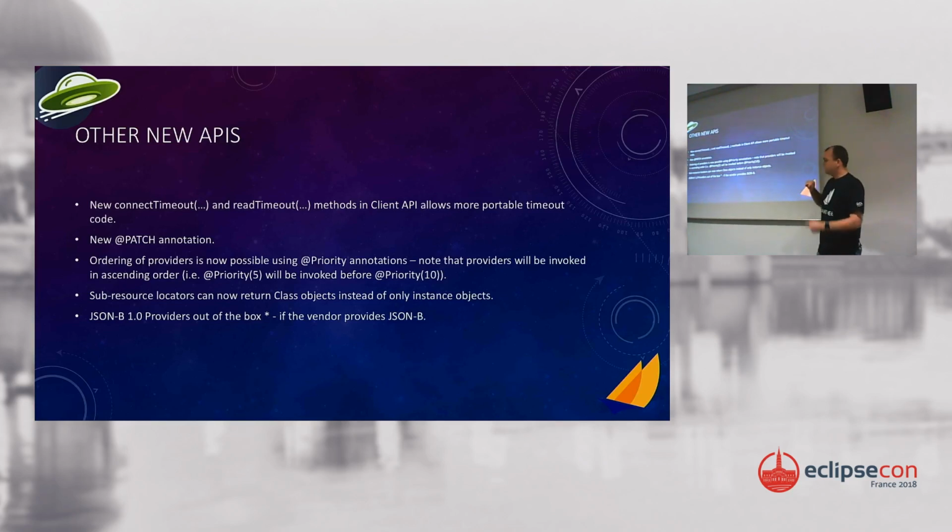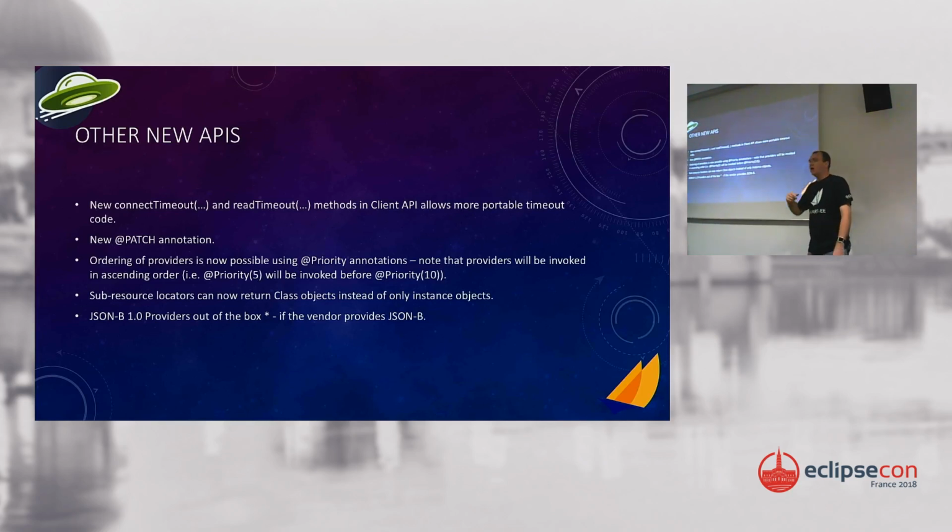Sub-resource locators can now return a class object, and the framework will then provide an instance of that class. So if you're newing up new objects for your sub-resource locators, you don't really need to anymore. You can just pass the class itself back. As long as it has a default constructor, the JAX-RS runtime will provide that.